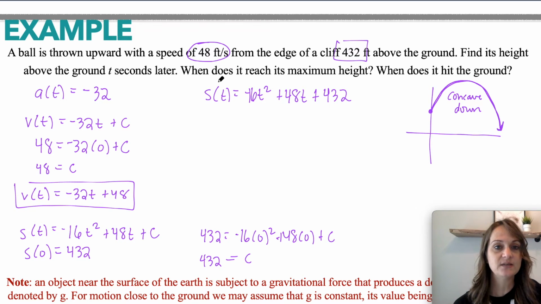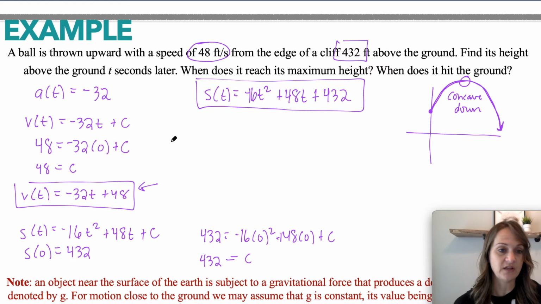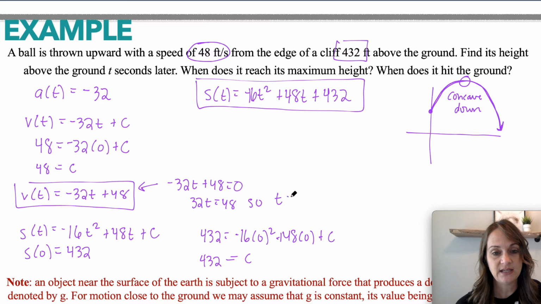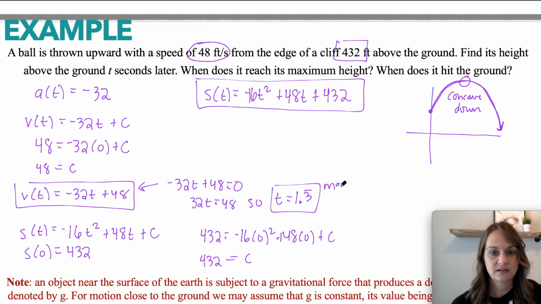Now it's going to say, when does it reach the max height? Max height is when the derivative is equal to 0, right? Well, this is the derivative, the velocity. So if we set the velocity equal to 0, we will get 32t equals 48. So t equals 48 divided by 32, which is 4/3 or 1.3 repeating. So it reaches the max height at 1.3 seconds.